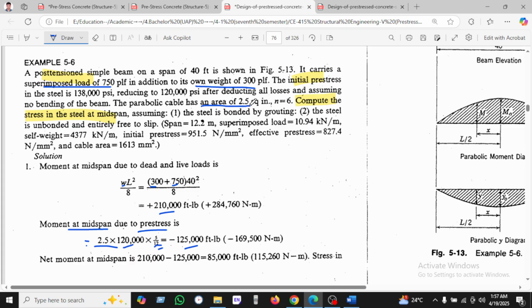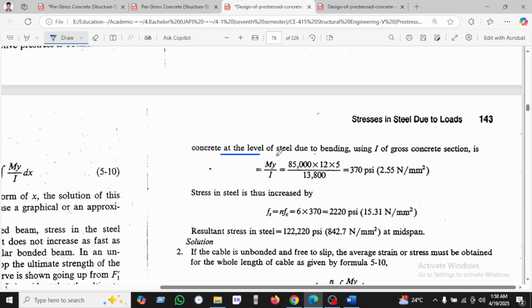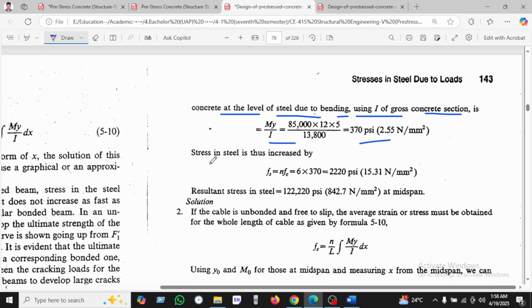This is the area 2.5, and 120, this is the reducing initial prestress 120, and 5 inches square, and it is converted to feet, and found this value. Net moment at mid span, deducting this value, is 585. Okay, let's see here the concrete at the level of steel due to bending, using the I gross concrete section, is MY by I, and found 37 psi. Steel stress thus increases, using this formula, and found here the result for steel.